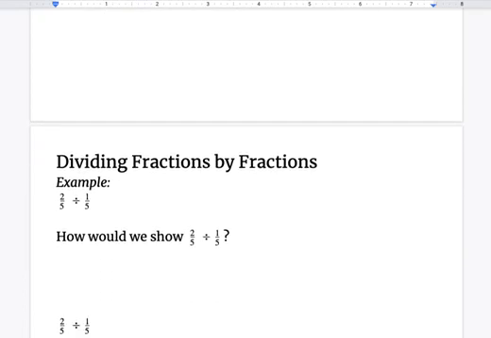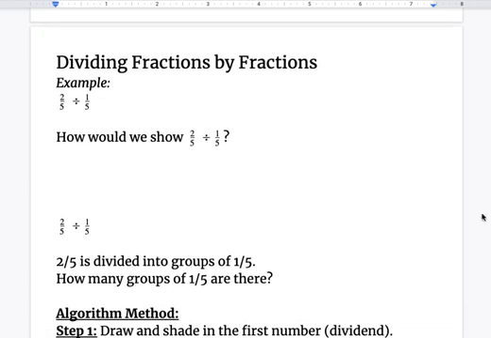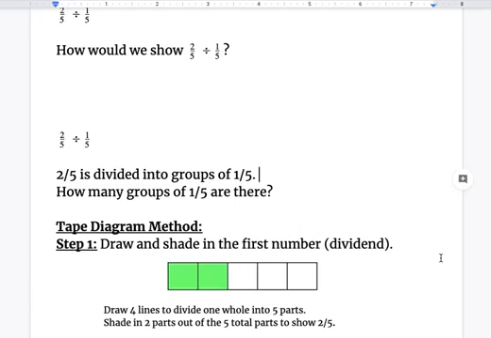So how would we show 2/5 divided by 1/5? We will use the tape diagram method first by drawing 2/5 and dividing them into groups of 1/5. So the tape diagram method first. Step 1. You're going to draw and shade in the first number, the dividend. That is 2/5. So we are going to draw a box with 4 lines, 1, 2, 3, 4, to create 5 parts. But we're only going to shade in 2 parts out of the 5 total parts to show 2/5. So that we see 2 out of 5.